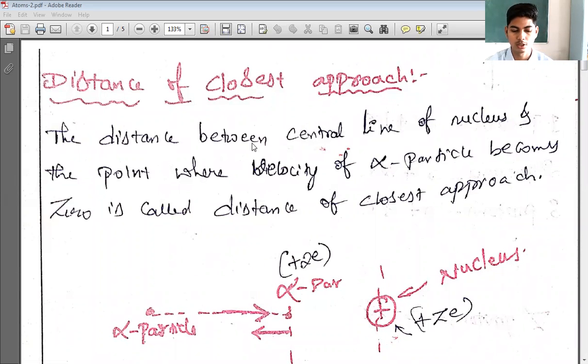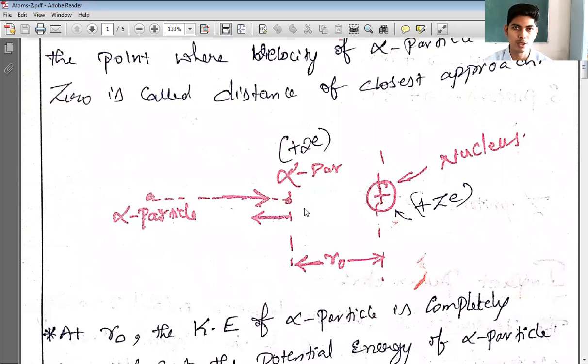See, we have already come across this term, distance of closest approach. We know that whenever an alpha particle starts moving towards the nucleus, because the alpha particle is positively charged and the nucleus is also positively charged, there will be a force of repulsion between them. As the alpha particle starts moving towards the nucleus, the kinetic energy of the alpha particle goes on decreasing, or we can also say the velocity of the alpha particle goes on decreasing because of the repulsive force exerted by the nucleus.